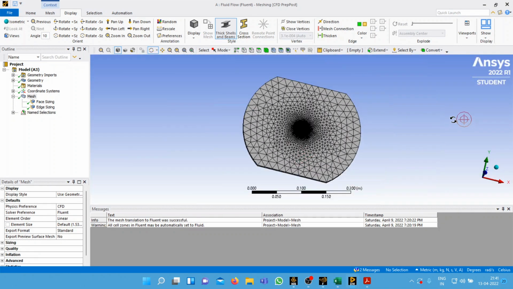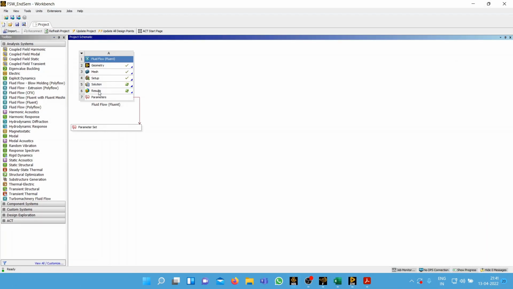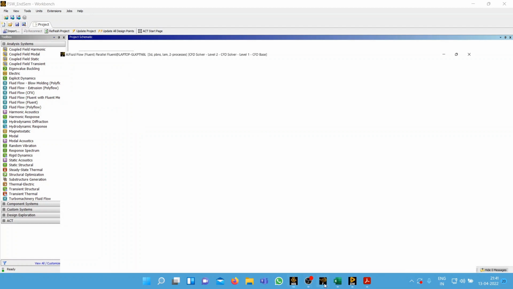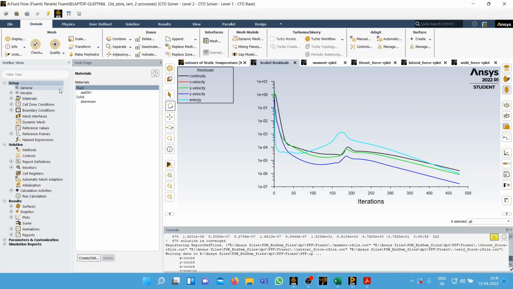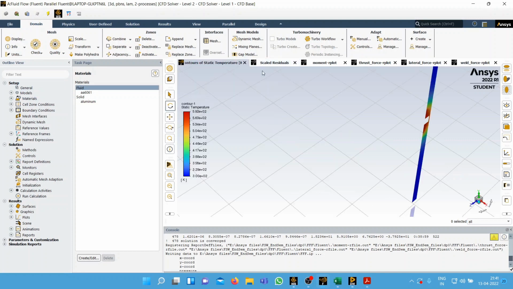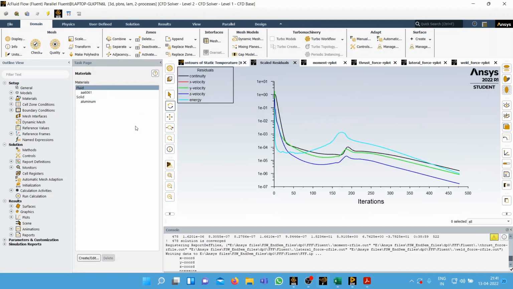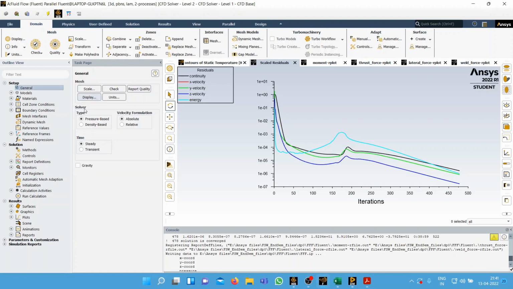So after meshing, I'm taking you through the setup portion here. In the setup portion, what I have done is, in general, I have specified the type of solver, which is pressure based, and the velocity formulation as absolute.